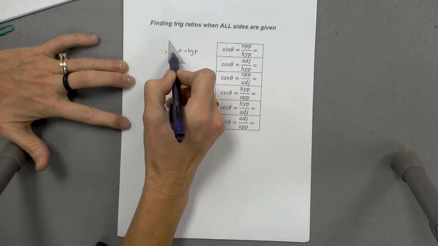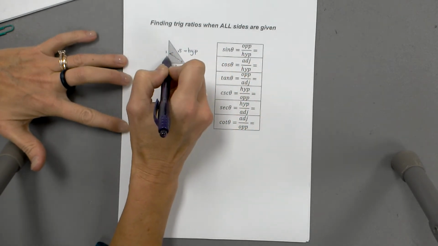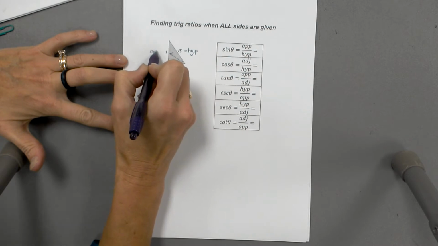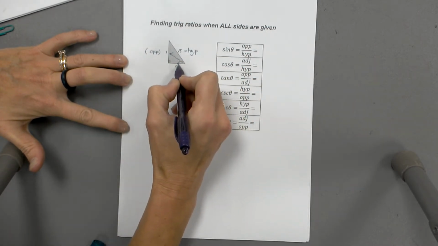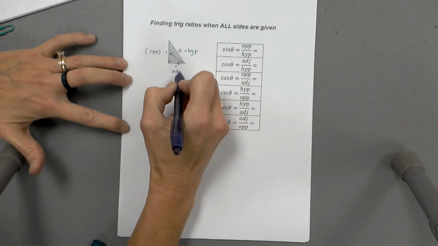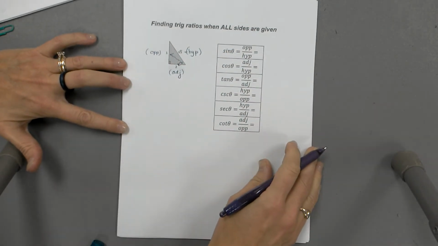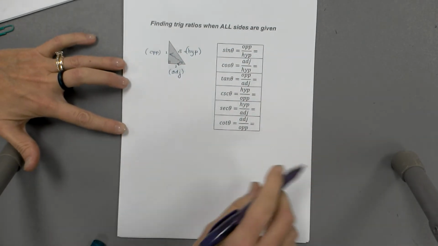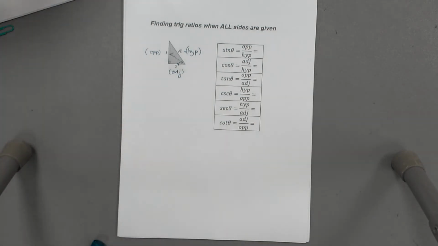And if we go directly across from the angle that we're looking at, we see that we have a side that has a length of 1. We're going to call that the opposite side. And the side that is next to the angle that isn't the hypotenuse, that's called the adjacent side. Okay, so now we're going to go to the definitions of sine, cosine, tangent, cosecant, secant, and cotangent.